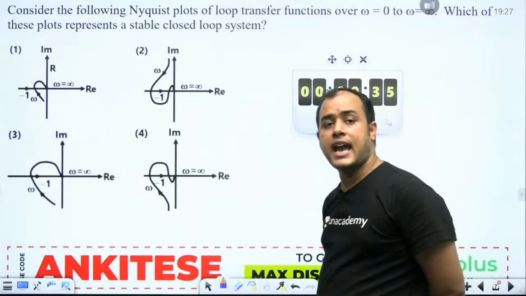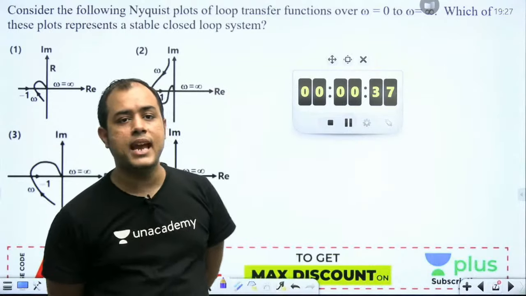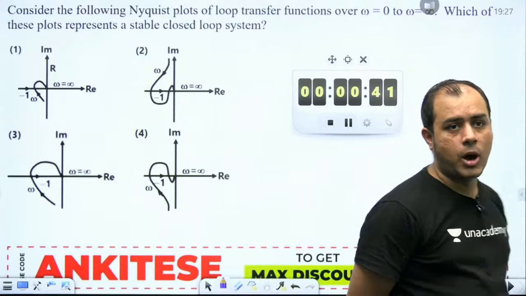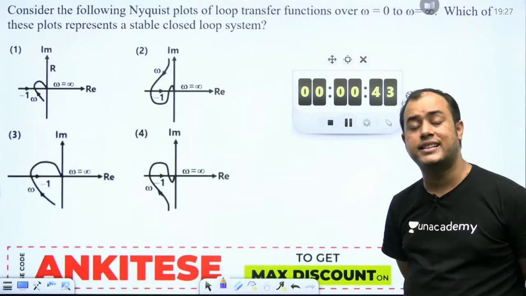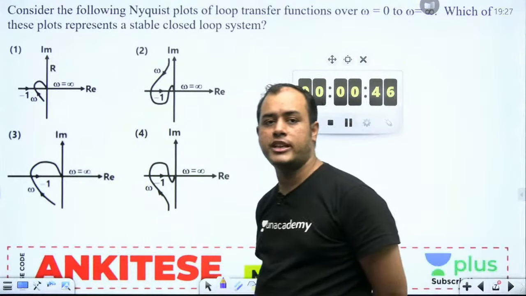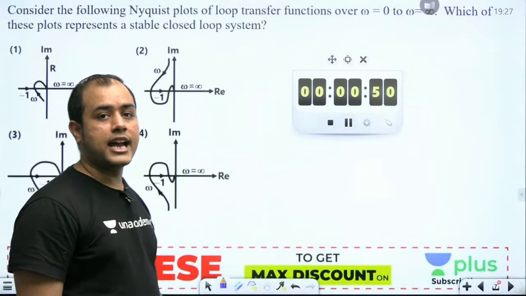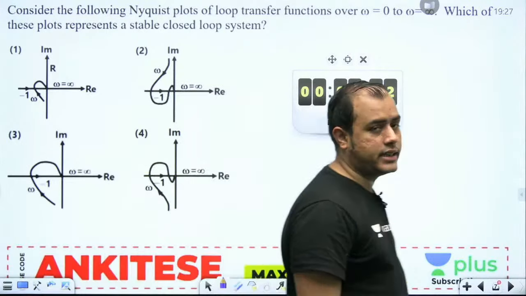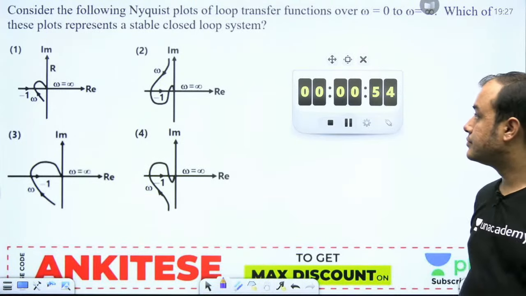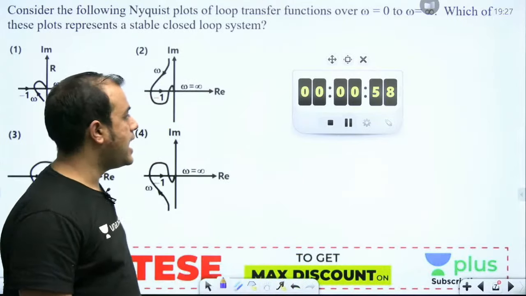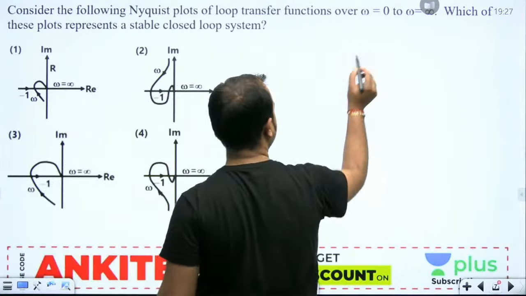It can be MSQ, my dear. Don't just check one option, check all options. This is an MSQ type of question. And the time is running, my dear. Come on, guys. And the time is up.